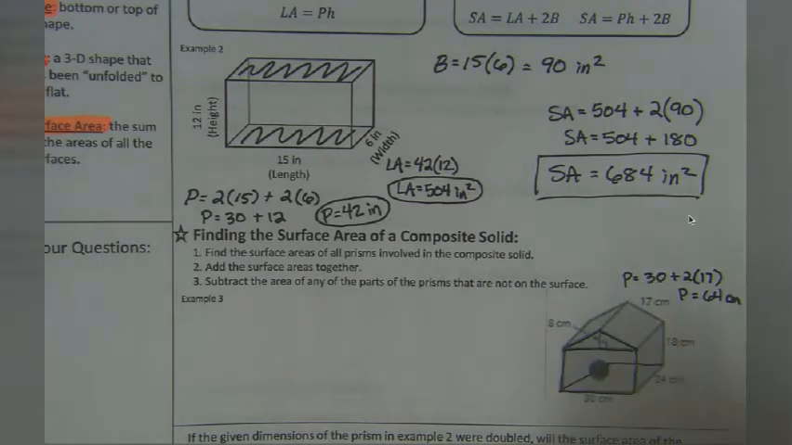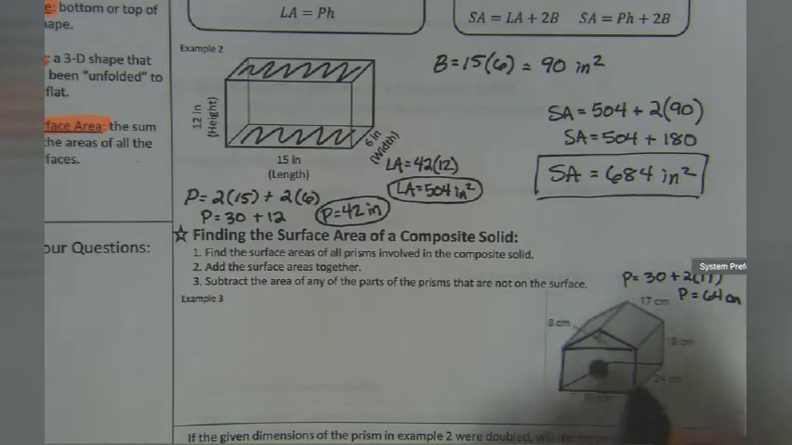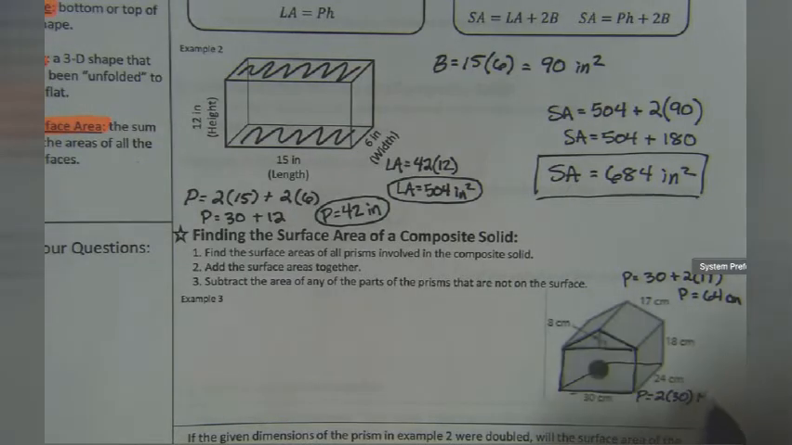All right, so we're going to have 30 by 24. So our perimeter equals 30 and 30, so 2 times 30, plus 24 and 24, so 2 times 24. 2 times 30 is 60, 2 times 24 is 48. 60 plus 48 gives us a perimeter of 108 centimeters.